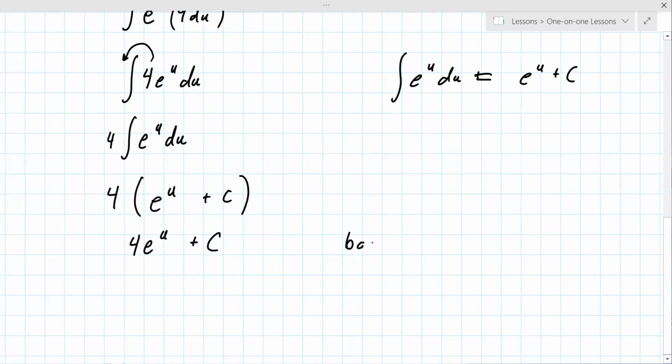But then you have to back substitute. So whenever you substitute up here at the top, you have to back substitute again. u is equal to x over 4, so the answer is 4 e to the x over 4 plus c.